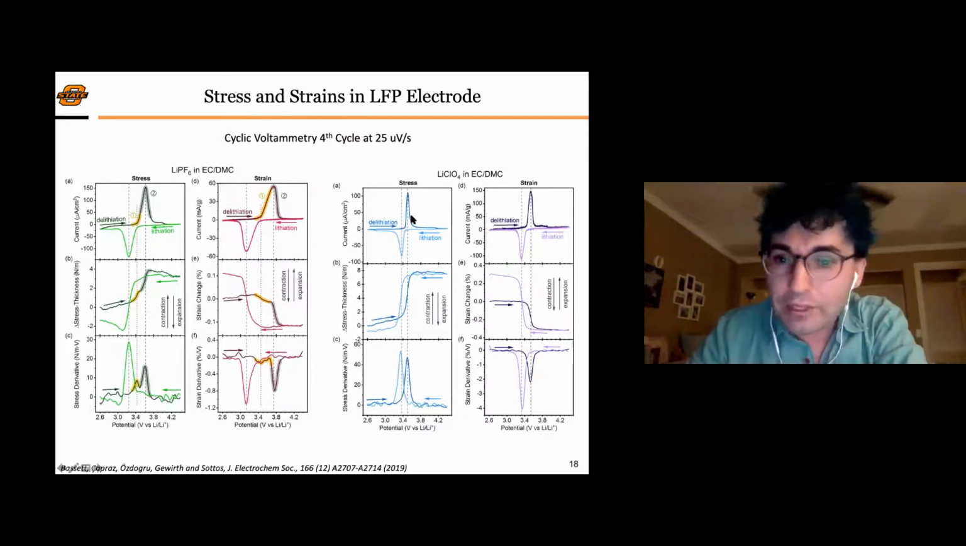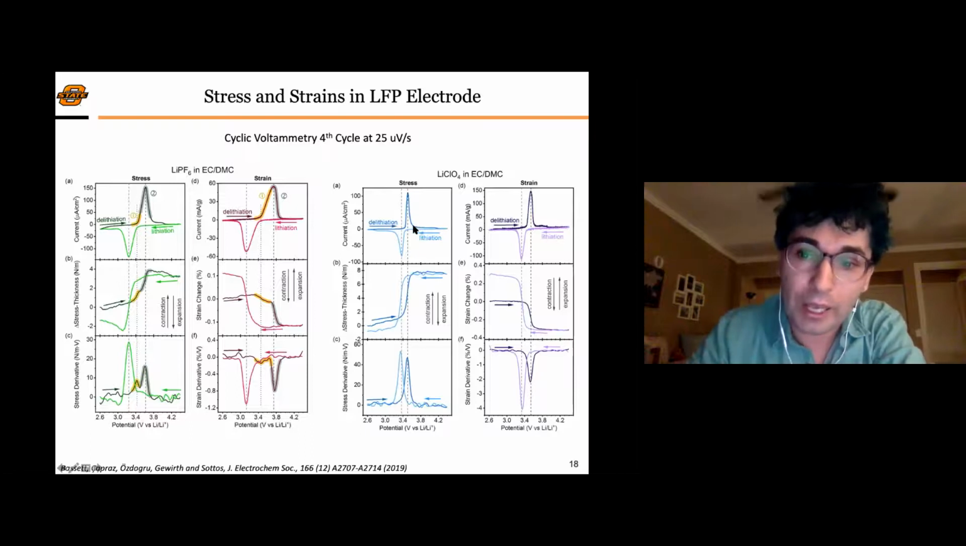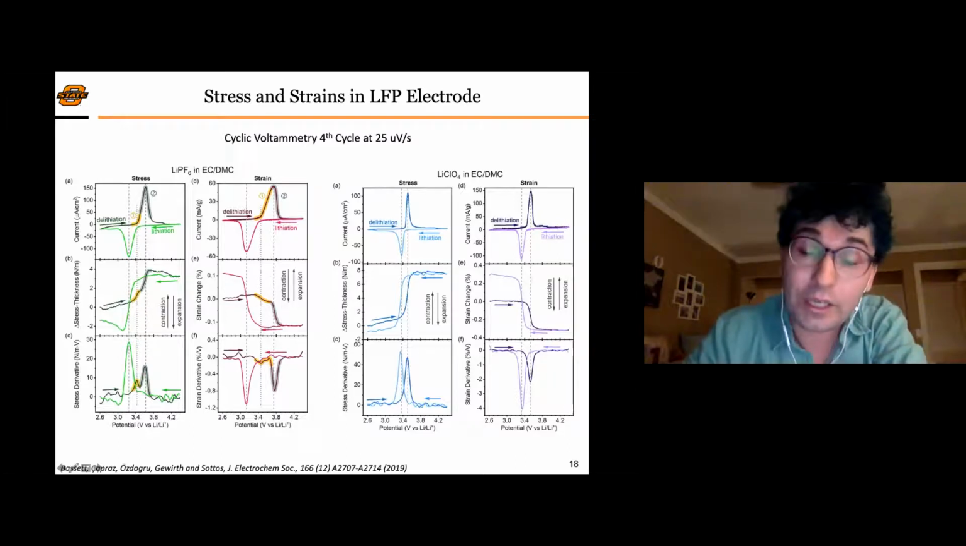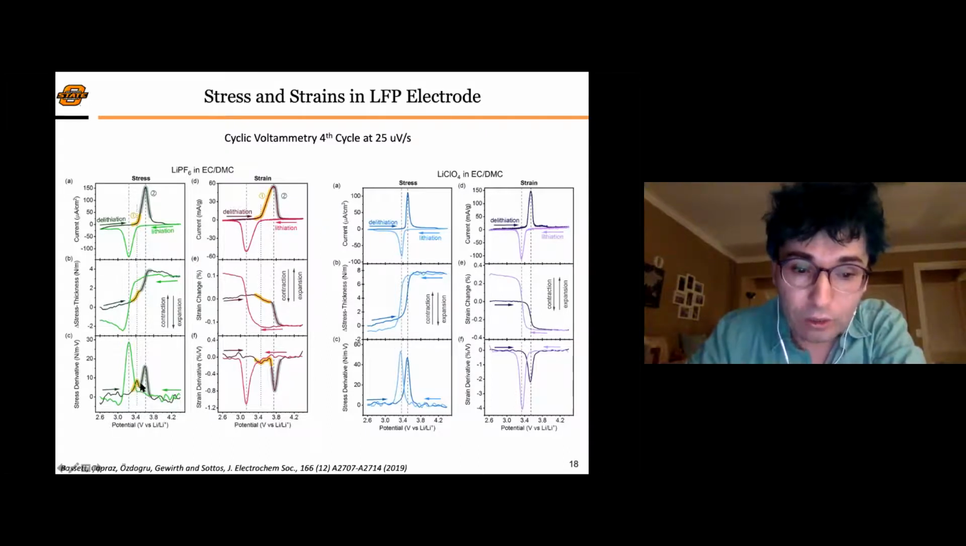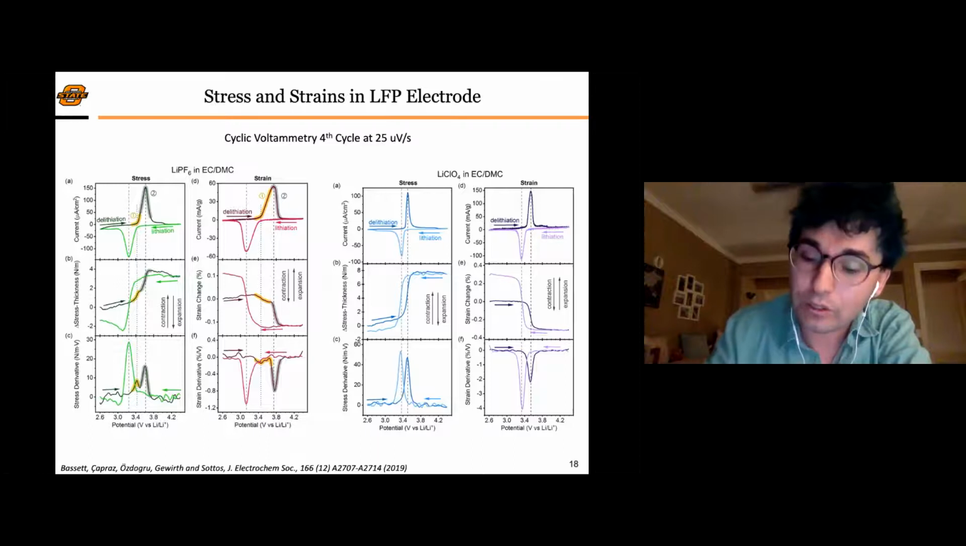So one of the main differences we observe is the change in the electrochemical response. The current peaks are much narrower, showing the enhancement in the kinetics. And also there is only one derivative peak in both stress and strain during delithiation and lithiation that correlates very well with the currents. We observe the disappearance of the initial stress peak that we observed in the LiPF6 salts.